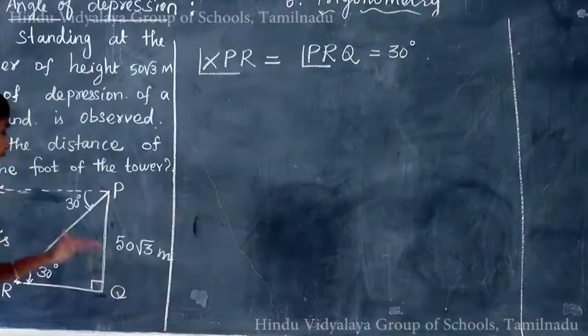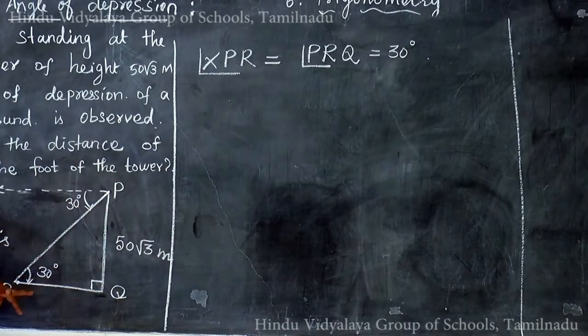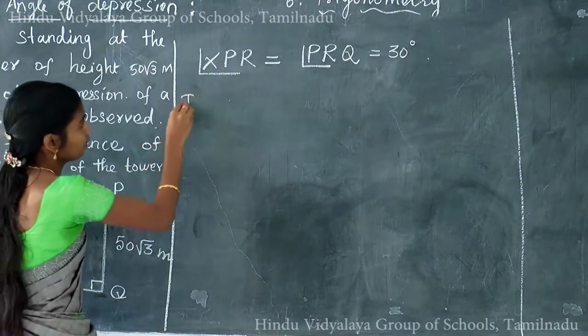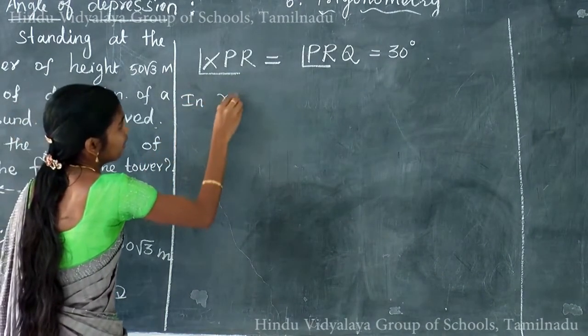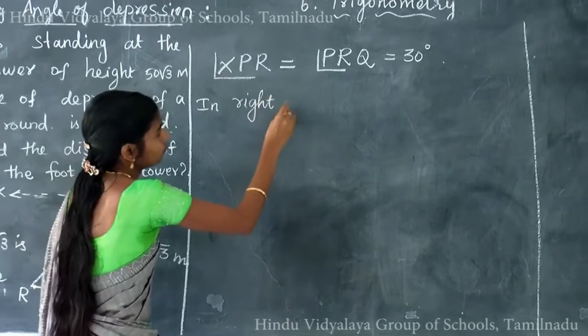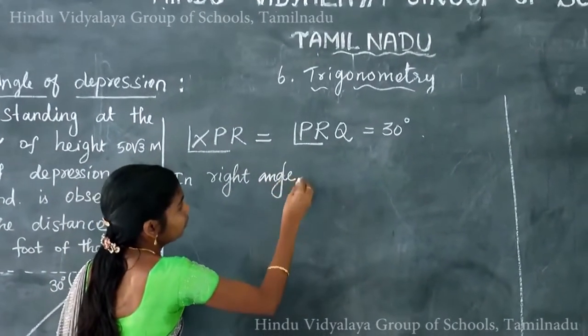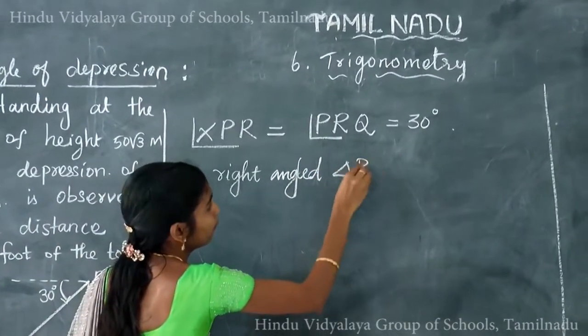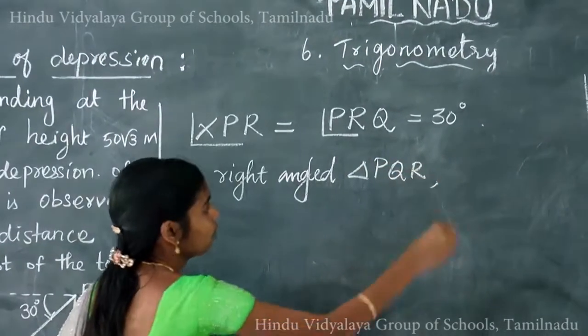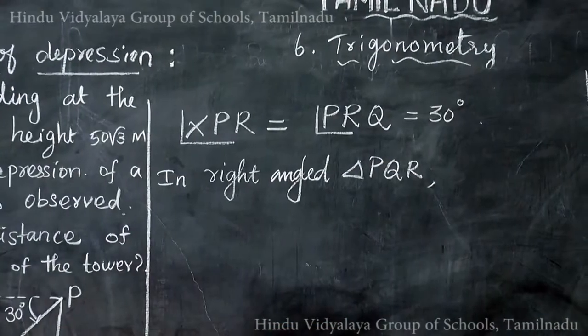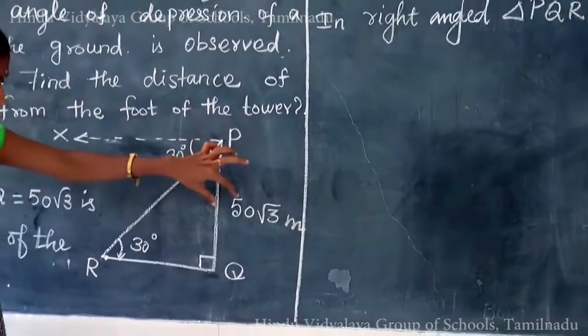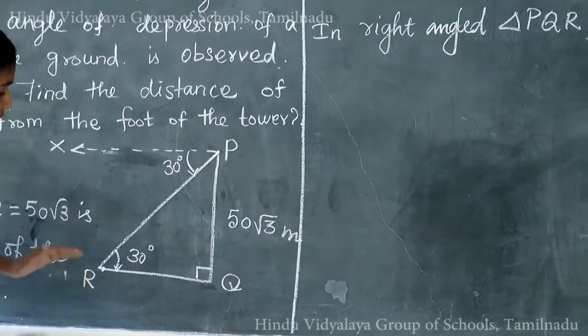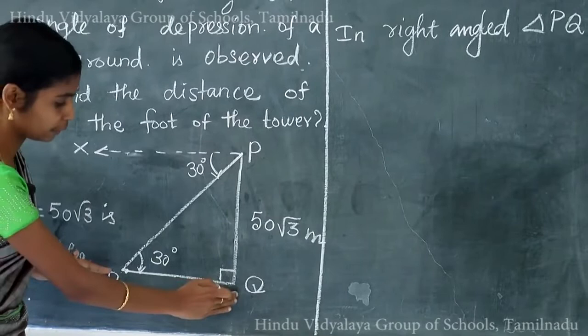Now we get the right angle triangle PQR. Let's consider it. So in right angled triangle PQR, here what is given? The opposite side of angle theta is given. We need to find the distance of the car from the foot of the tower.